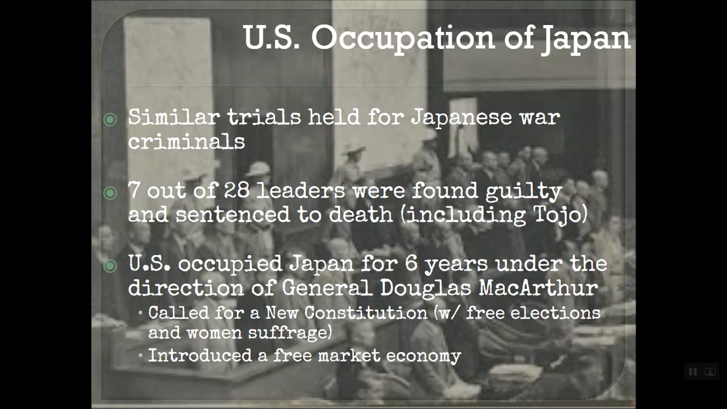Within Japan, there was a new constitution that was written, which required free elections and women's suffrage, voting for women. It also introduced a free market economy into Japan. So major changes were going on in Japan to help it become a better country after the war, developed so that it became a more capitalist country and a democratic country.